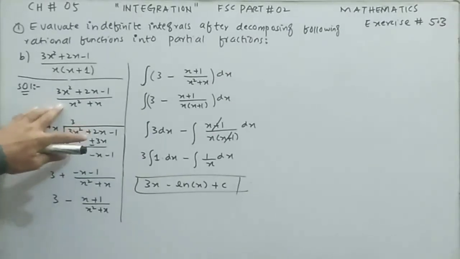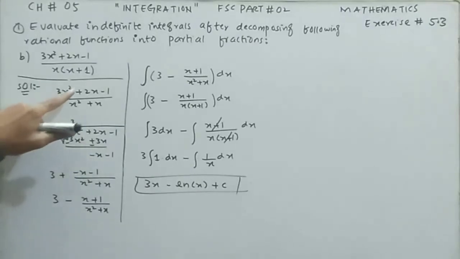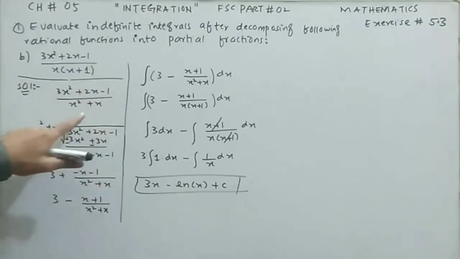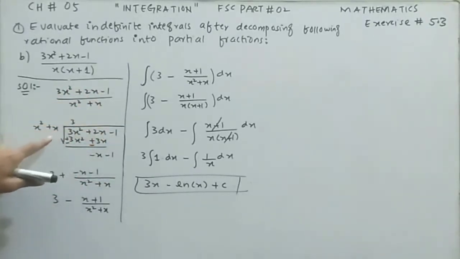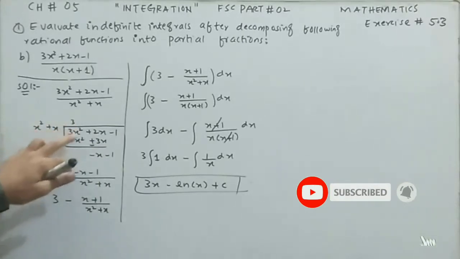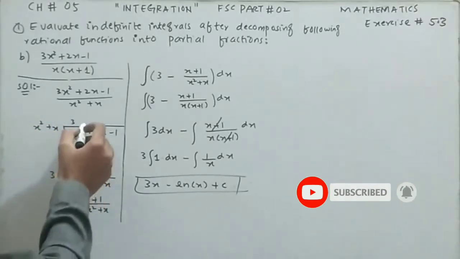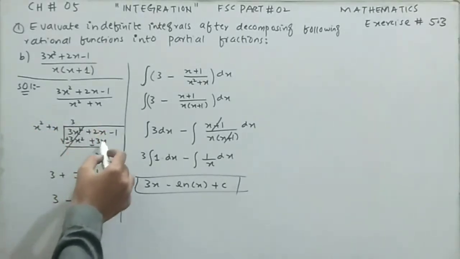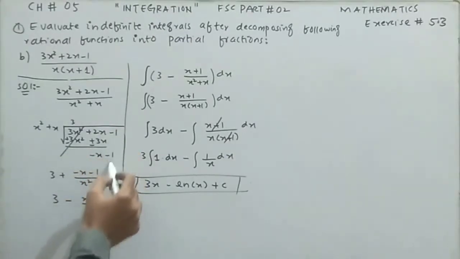So an improper fraction cannot be integrated directly. So we will first divide them by each other. So 3x squared plus 2x minus 1 goes inside, and outside, as the divisor, we will write x squared plus x. In the dividend we will write 3x squared plus 2x minus 1. So x squared multiplied by 3 will give us 3x squared. They will cancel out with each other. x multiplied by 3 will give us 3x. So the sign will be changed. It becomes negative x and minus 1.